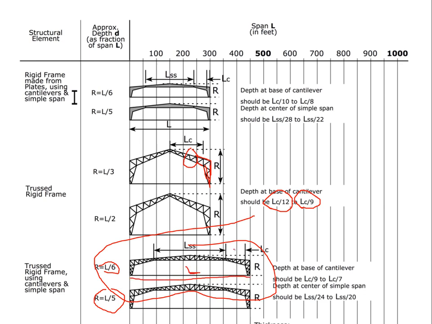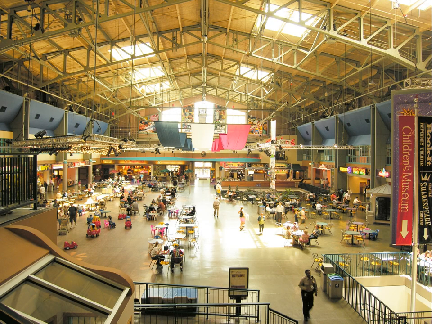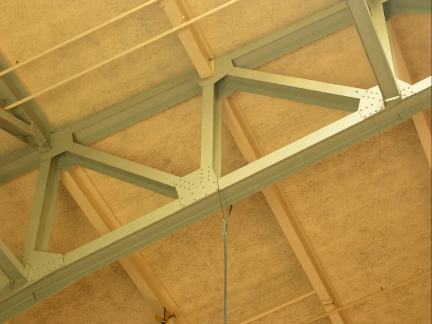So that's L. We have the same shape that we had for the solid web, but we're going to look at an example right now of this particular thing, where the depth at the root should be L over 9 to L over 12, and this is what it looks like. Unfortunately, there's all this junk built in here, so you can't see the entire frame, but you do get this sense of something that's not too deep right there, but that becomes very deep at the root where it's cantilevering outward. And in this case, this truss, by the way, was made out of wide flange sections.